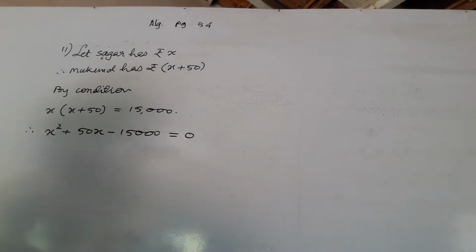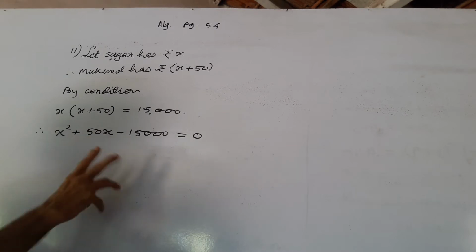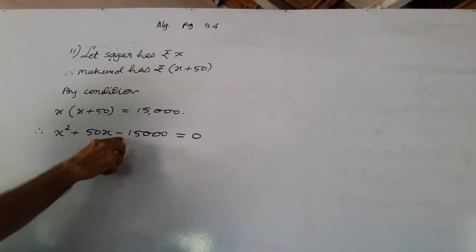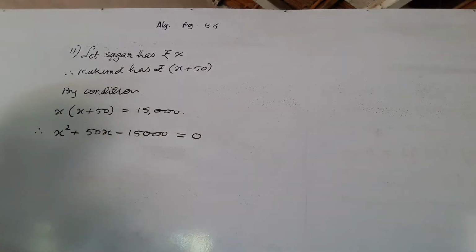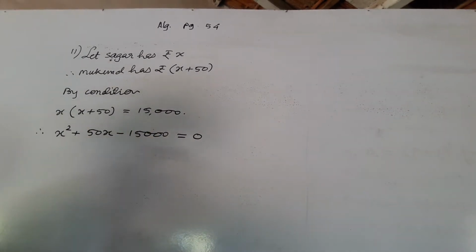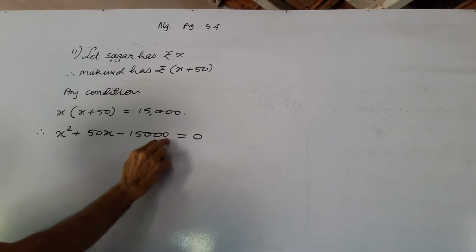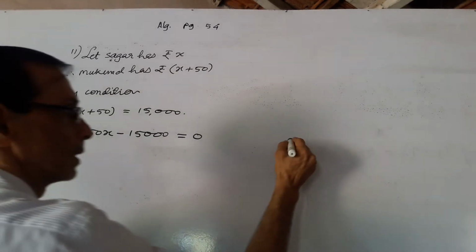Now the last term is negative, and therefore we have to find two numbers such that the difference will be 50. Now you may be thinking that it is a big number, how to find those two numbers. It is very easy. Here 3 zeros are there. So these two zeros, write as separate.